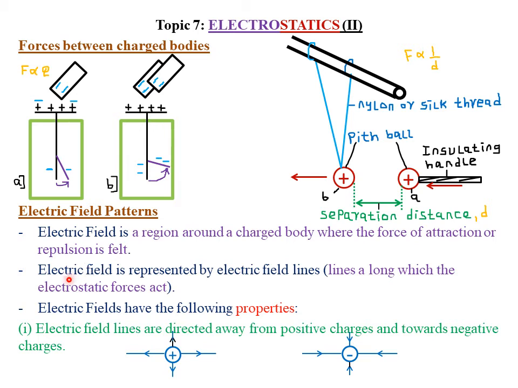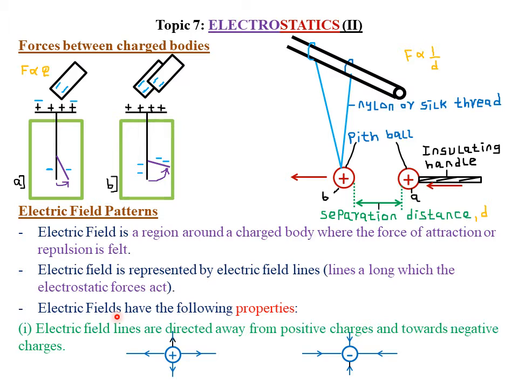Then next we look at electric field lines. An electric field is usually represented by what we call electric field lines. Here you can relate them to magnetic field lines. Electric field lines are defined as the lines along which the electrostatic forces act. So if you're asked to define what we mean by electric field lines, you simply say that they are lines along which the electrostatic forces act.